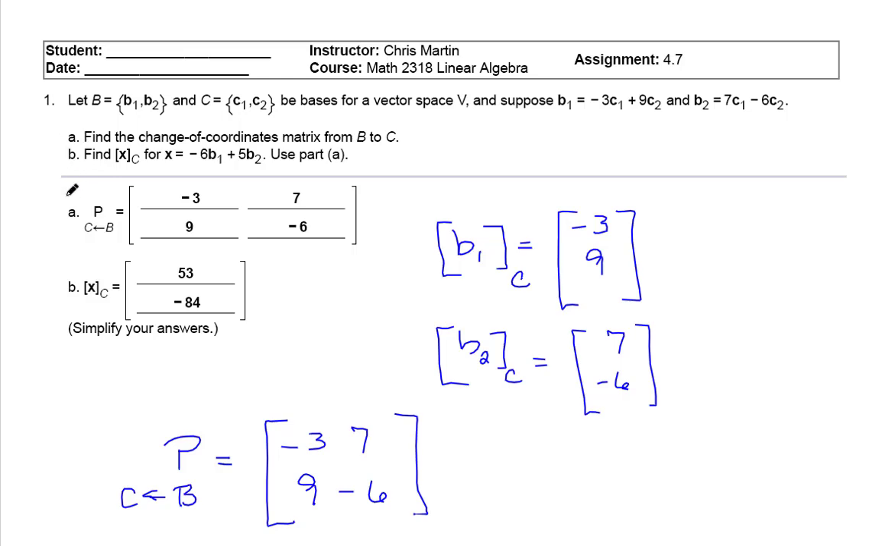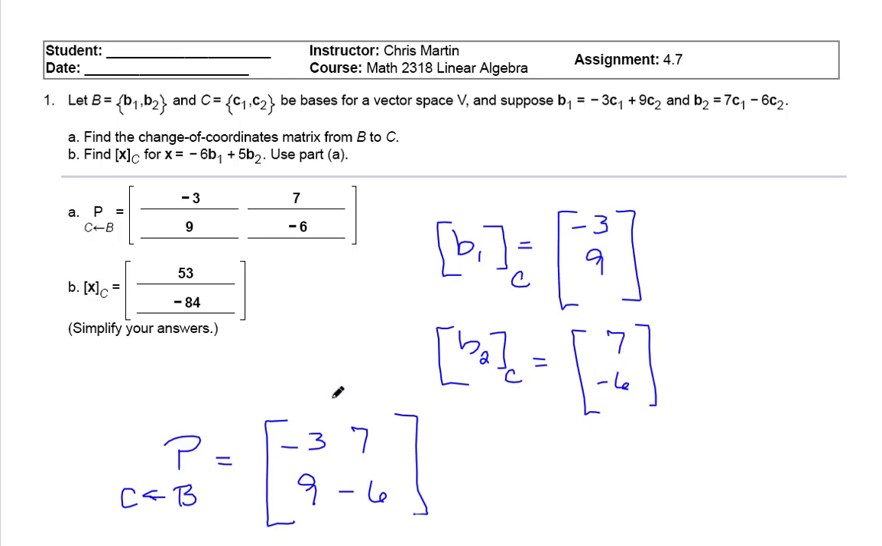Welcome to Math 2318. This is section 4.7 and we're looking at change of basis. So we have two bases here. We have basis B, B1, B2, basis C, C1 and C2. Now basis B relative to the C basis is given by these two expressions. And so B1 relative to the C basis is minus 3, 9. And B2 relative to the C basis is 7, minus 6.